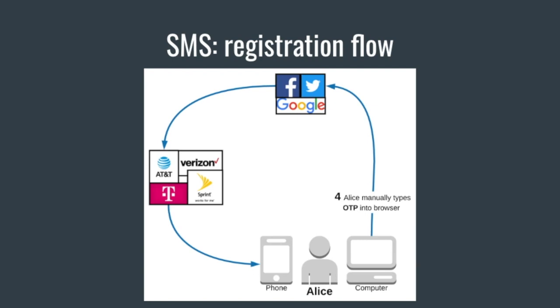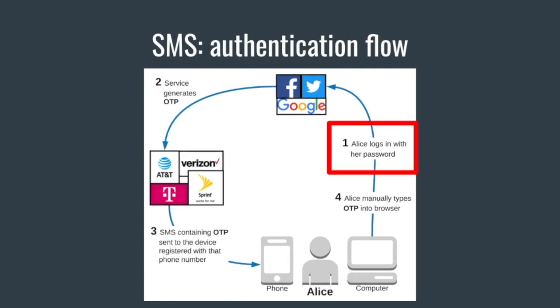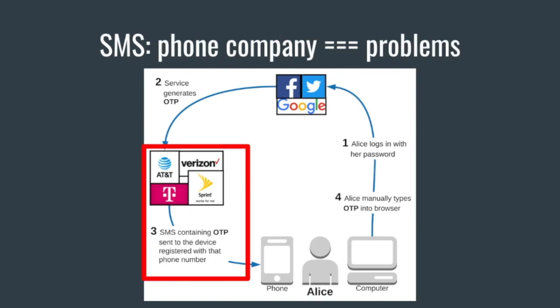and she's done, right? Now, for the day-to-day login flow for authenticating, it's the exact same flow, but they already have her phone number from registration, so she'll just put in the password and run through the same steps. So there's this big, scary red box around the phone company, right? The phone company is the major source of vulnerabilities for SMS two-factor. And there's two categories that I'm going to talk about. The first are people problems, and the second are technical problems.